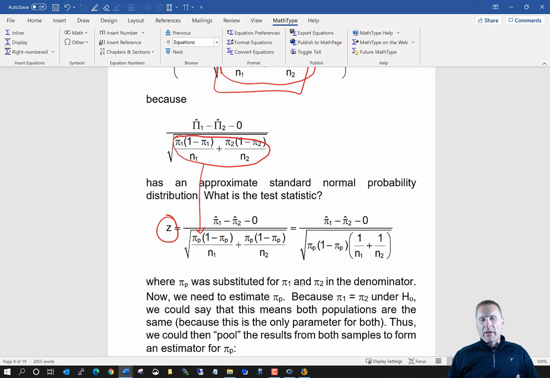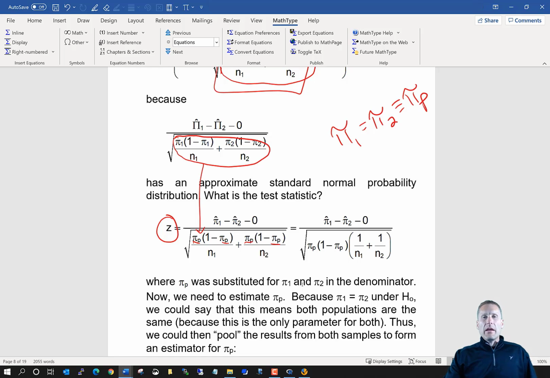We would have a problem with calculating this test statistic because we don't know what pi1 or pi2 are. But we do know that pi1 under the null hypothesis has to be equal to pi2. So how about we just call all this equal to pi sub p, for lack of a better letter there. So what I'm going to do is write what I had above in terms of pi sub p's now.